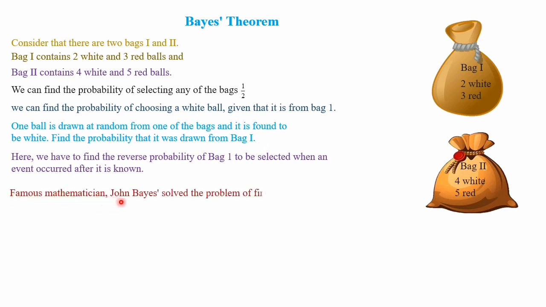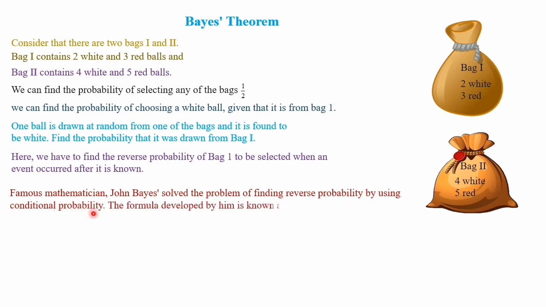Famous mathematician John Bayes solved the problem of finding reverse probability by using conditional probability. The formula developed by him is known as the Bayes theorem. So this is the Bayes theorem. This is the situation for Bayes theorem, and it is very important to identify in the examination which way we have to solve the question, whether it is conditional probability we have to use or whether we have to use the Bayes theorem.